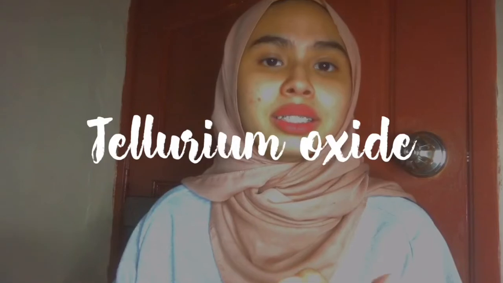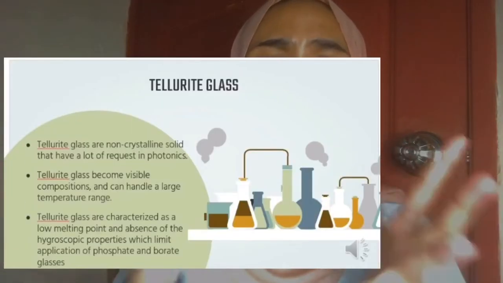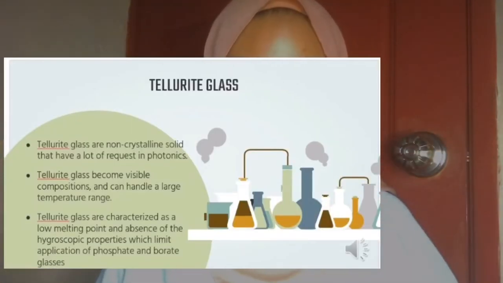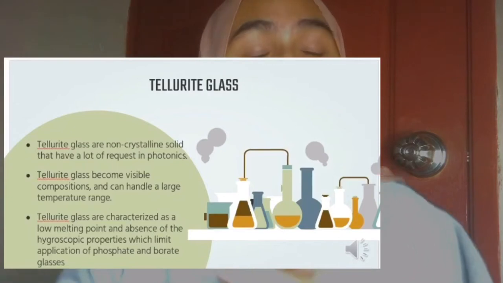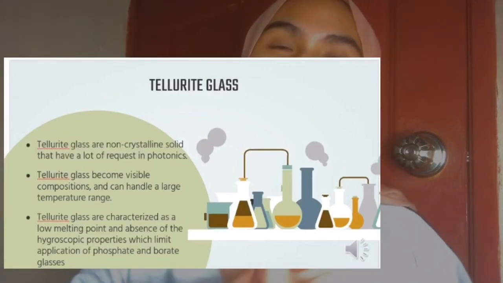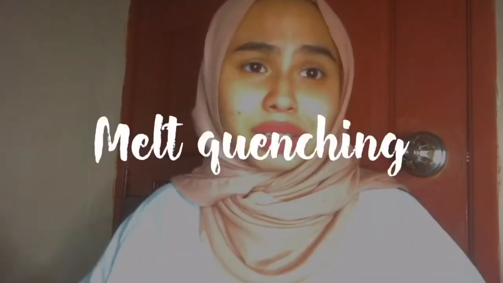Tellurium oxide is the main component in tellurite glass. Tellurite glasses are non-crystalline solids that have a lot of applications in photonics. Tellurite glass is a viable composition that can handle a large temperature range. Tellurite glass is characterized by a low melting point and absence of hygroscopic property, which limits the application of phosphate and borate glass. The most common method that we found is melt quenching.